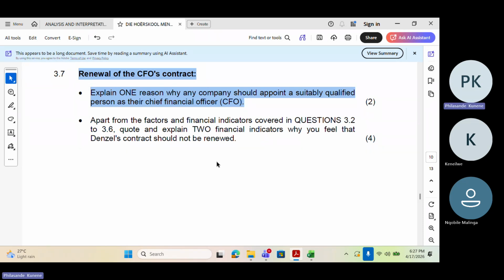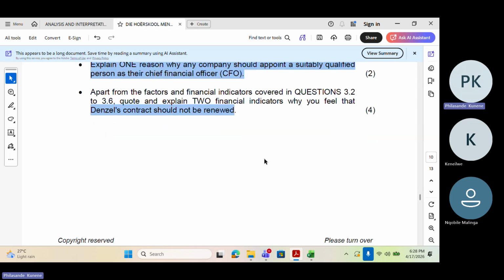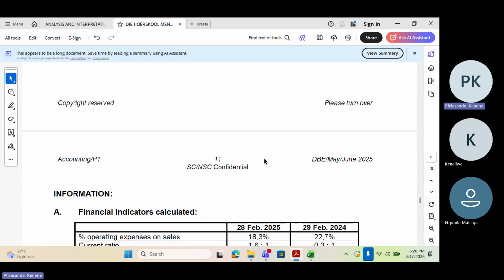Number two, apart from the factors and financial indicators covered in questions 3.2 to 3.6, quote and explain 2 financial indicators why you feel that Denzel's contract should not be renewed. Obviously, there must be something bad, which means he's not in control of the company's financial matters. Then why should we keep a CFO like that who is unable to do his job properly? He must go if he has to, right?